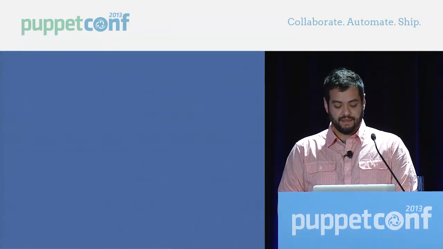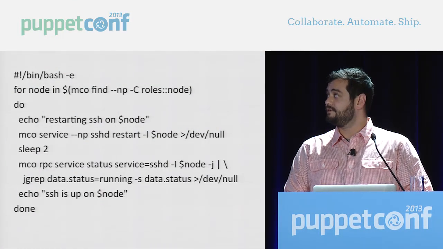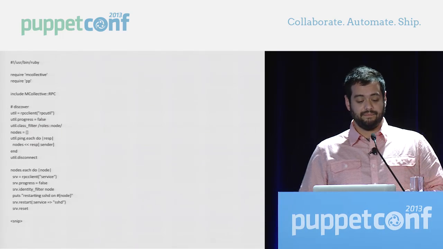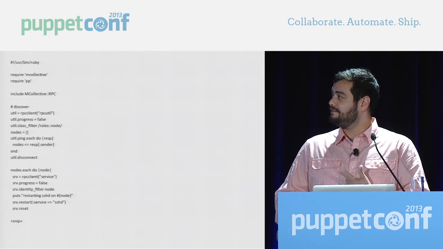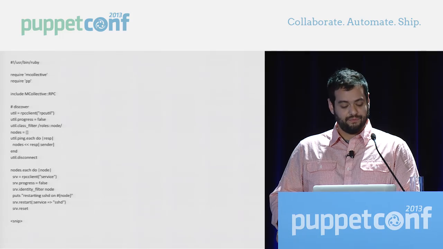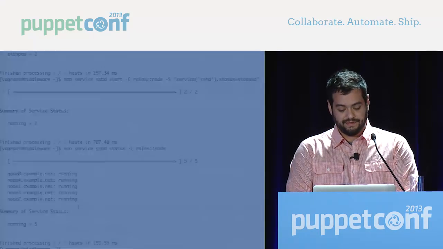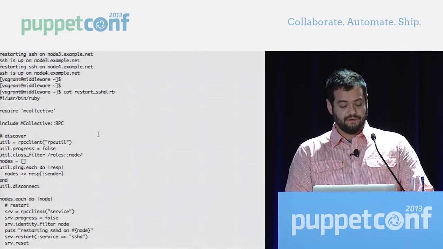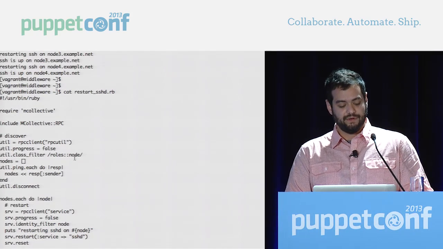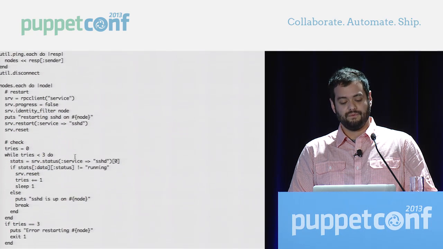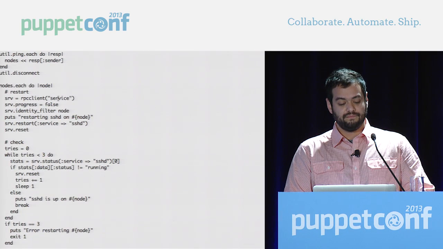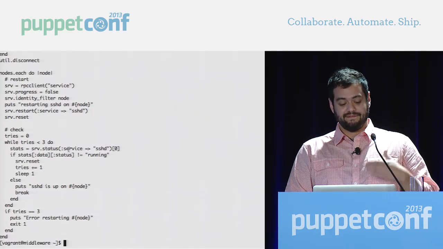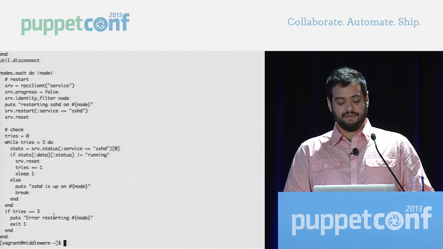In addition to being able to use shell scripts to do this stuff, you can also use MCollective out of Ruby code. And so this is a partial example because I ran out of room here on the slide, but we have it on the demo here. But this is basically doing a discovery for nodes. And from there, we're saying let's restart this service. Let's check it 3 times. And if it's still not started after 3 times, let's exit with an error.